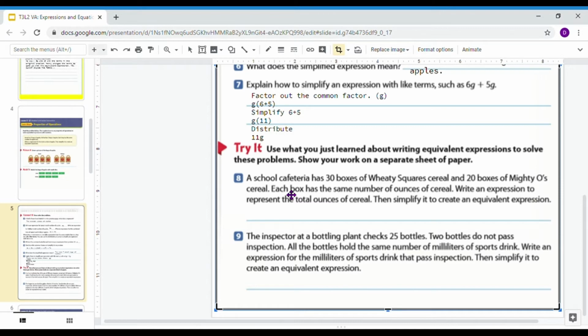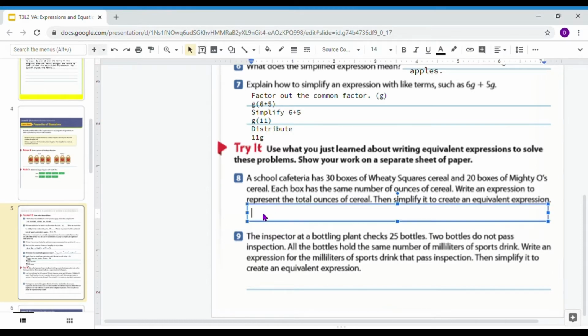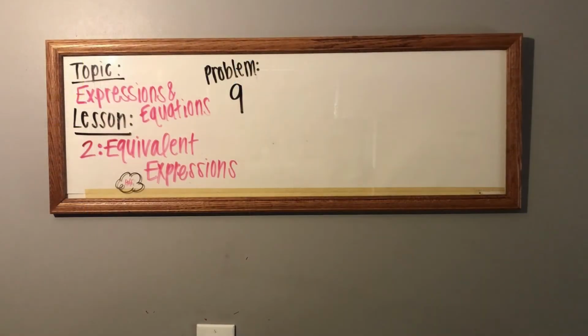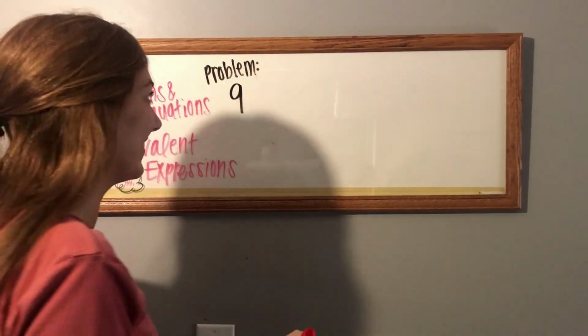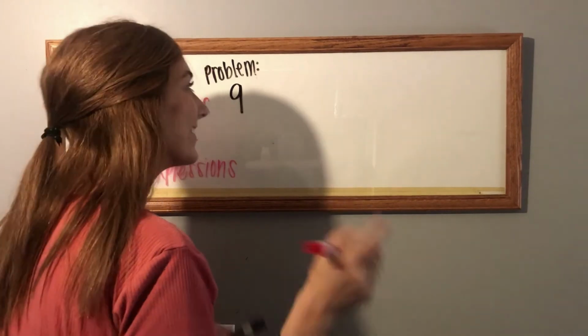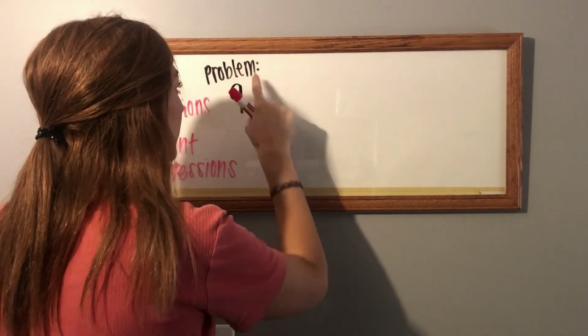So let's look at number 9. The inspector at a bottling plant checks 25 bottles. 2 bottles do not pass inspection. All the bottles hold the same number of milliliters of sports drink. Write an expression for the milliliters of sports drink that pass inspection. Okay. And then we have to simplify it.